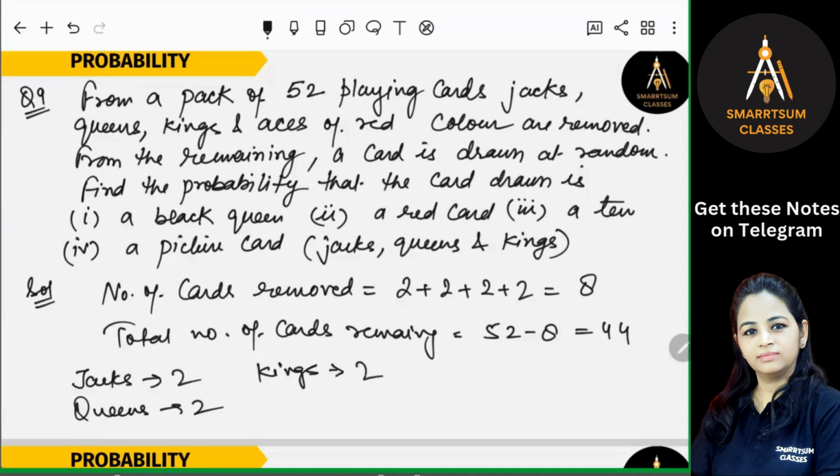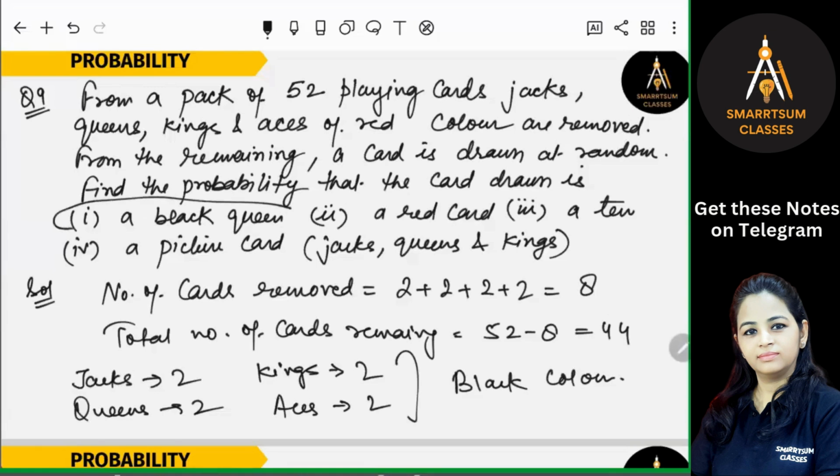So now black color face cards are left here. Aces are also two, right? Two aces of black colors only. So these are the black color cards which remain. Now, what we have to find? Let's see one by one.